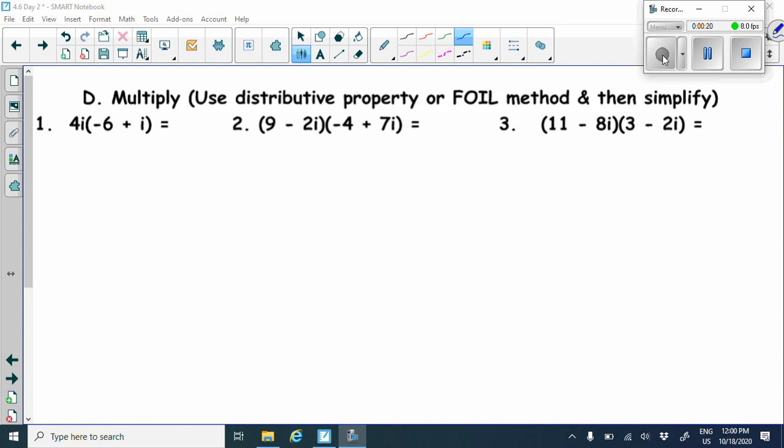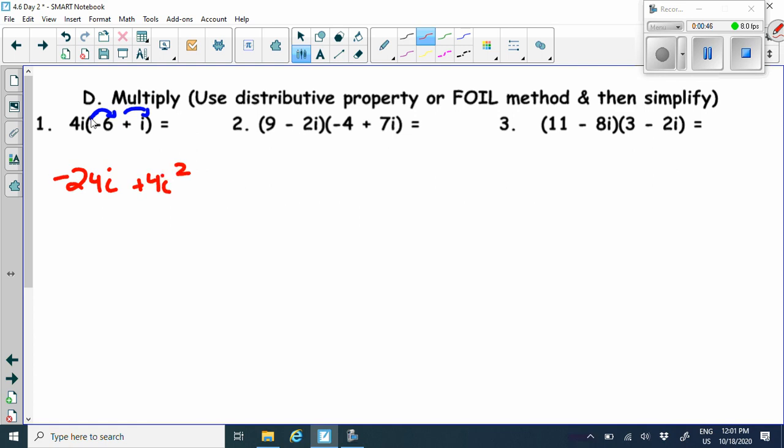So what we need to do here, notice we have a monomial, remember that means one term, multiplied by a binomial, which means two terms. So I'm going to distribute, so I'm going to do 4i times negative 6 and times the i. Okay, so 4i times negative 6 gives me negative 24i, and 4i times i gives me a plus 4i squared.